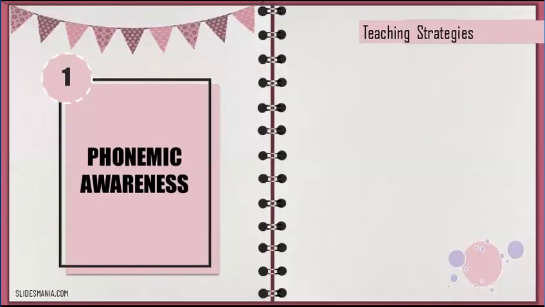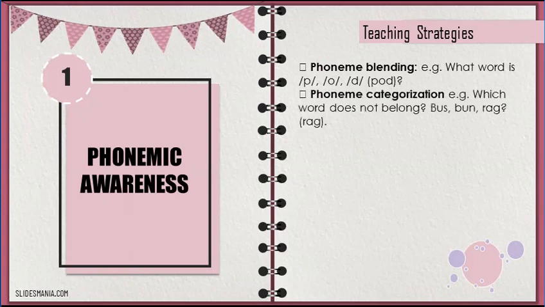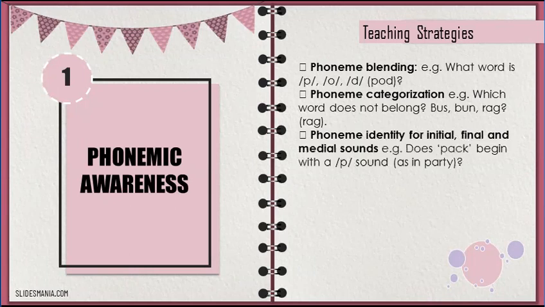Now, here are some teaching strategies that can help us in teaching phonemic awareness to young learners. First, we have phoneme blending. You can ask your learner, for example, what word do the sounds p, a, and t make? Second, phoneme categorization. Example, which word does not belong? Next is phoneme identity for initial, final, and medial sounds. You can ask your learners, for example, does pack begin with a p sound?